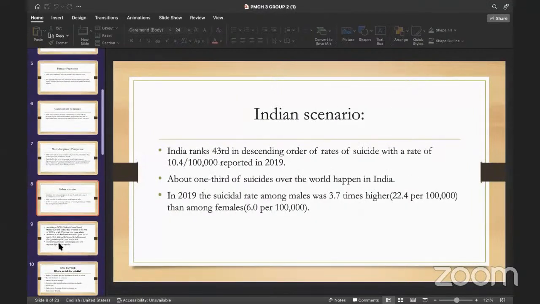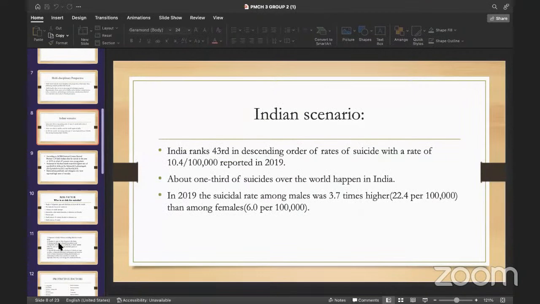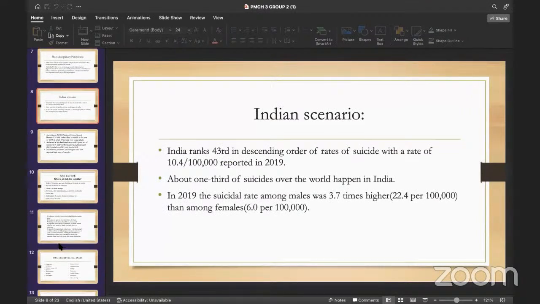When it comes to the Indian scenario, India ranks 43rd in descending order of rates of suicide, with a rate of 10.4 per lakh reported in 2019. About one third of suicides over the world happen in India. In 2019, the suicide rate among males was 3.7 times higher, 22.4 per 1 lakh, than among females, 6.0 per 1 lakh.